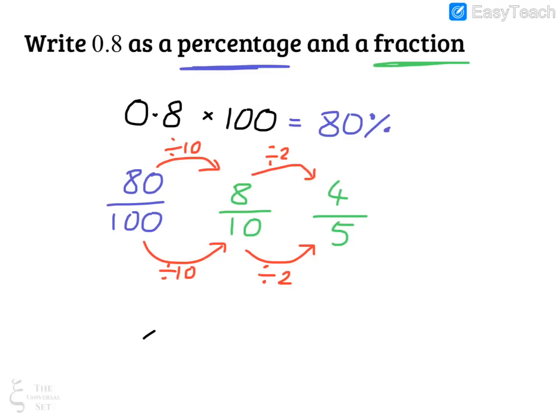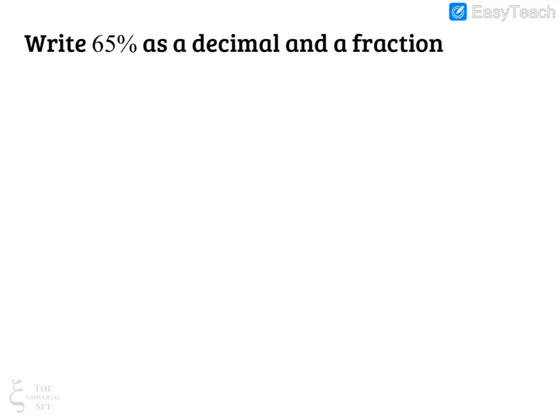So we've got a decimal, 0.8. We've got a percentage, 80%. And we've got a fraction, 4/5. There we go, 4/5. Cool, good one. Another, 65% as a decimal and a fraction. So 65% is what we're starting with.